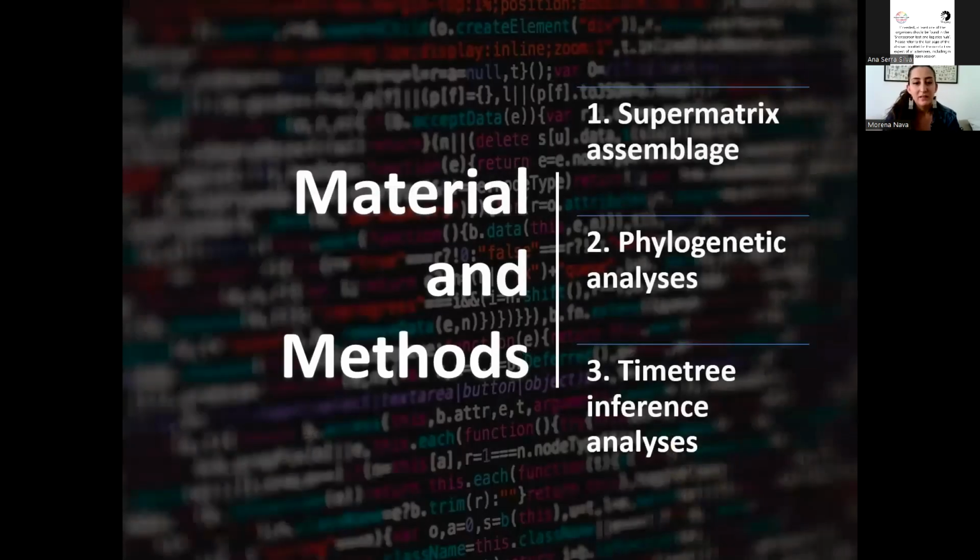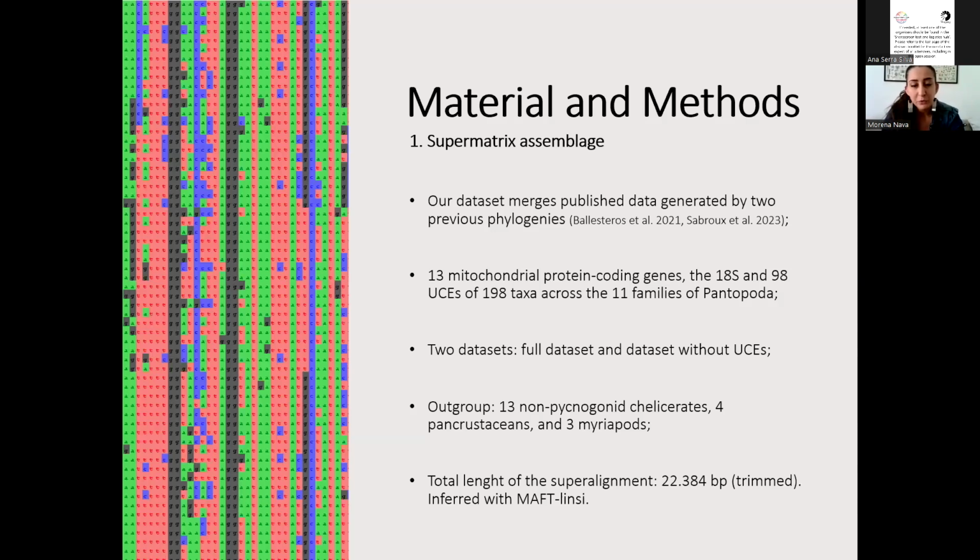So what did we do to investigate the evolutionary history of sea spiders? So first of all, we had to assemble a supermatrix to run our analysis, and we got our data set. So the data we were working on were not freshly published by us. It was downloaded from public repositories, and it comes from previous phylogenies. And we decided to work with 13 mitochondrial coding genes, the 18S, and 98 ultra conserved elements.